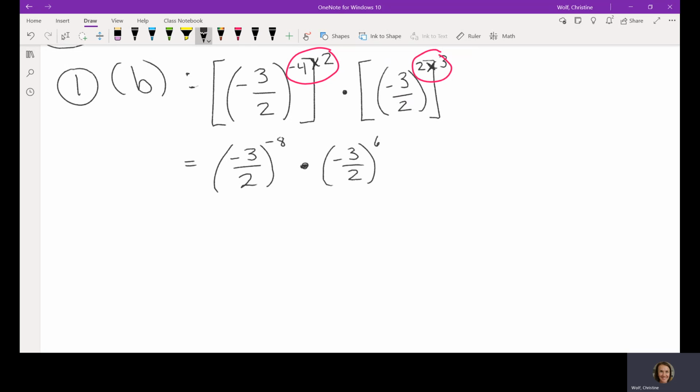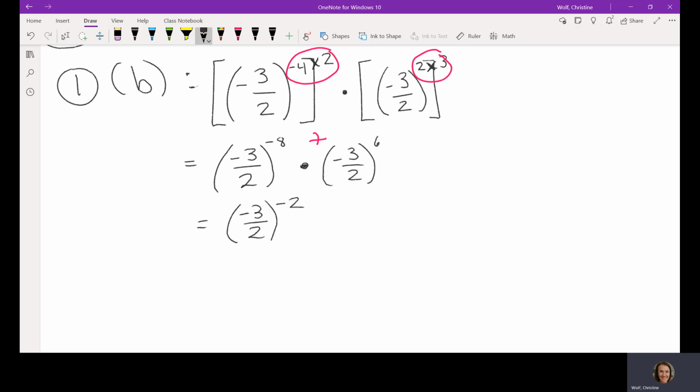Okay, now, we're not done because I see yet another exponent law. Which exponent law do you think I could use now? My bases are the same. They're both -3/2. I am multiplying together. So Emily, what do I do? I add the exponents together. That's law number 1. So after I do law number 1, the base does not change. It's still -3/2, but now the exponent becomes -8 plus 6, which is -2.